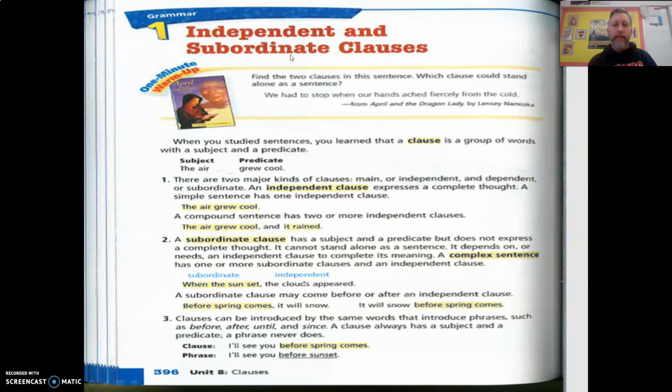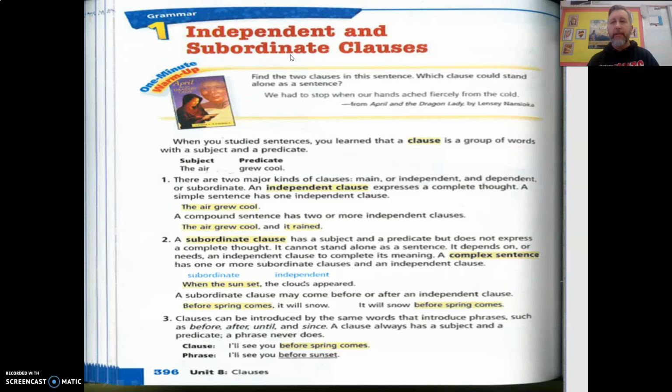All right, so the clauses are, 1, we had to stop. The next clause is when our hands ached fiercely from the cold. Now, the first one is an independent clause because it can stand by itself as a sentence. We had to stop. The next one, when our hands ached fiercely from the cold, cannot stand alone as a sentence.